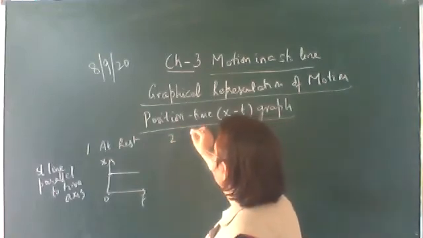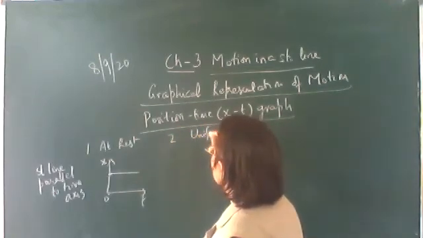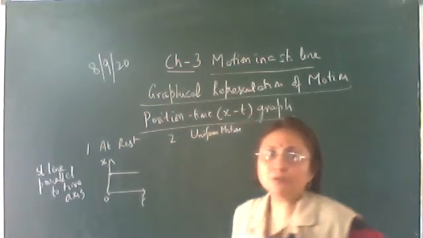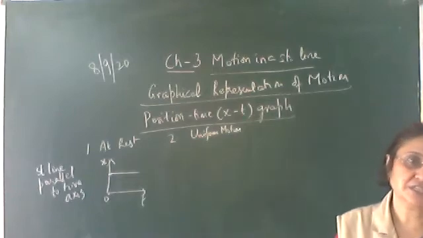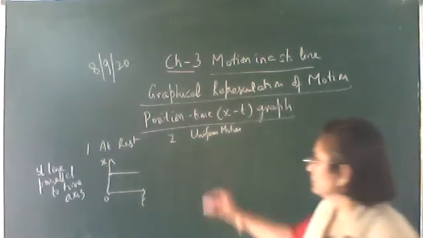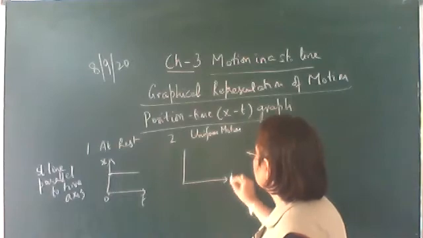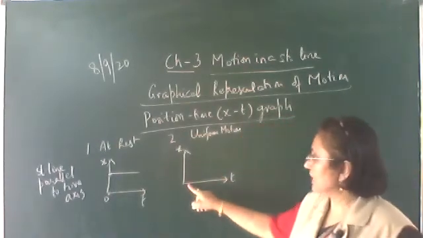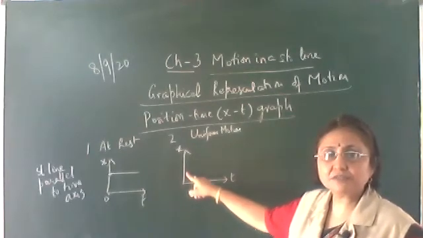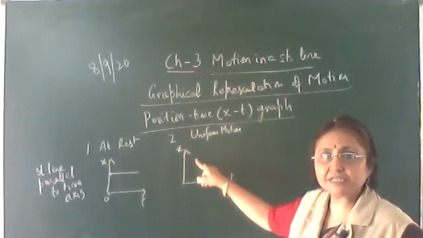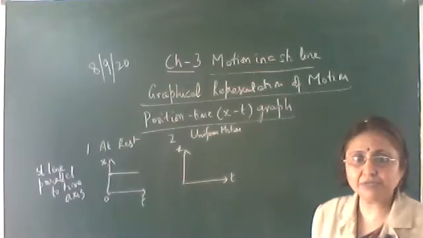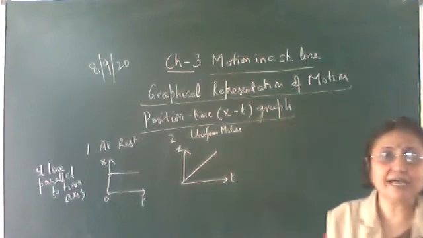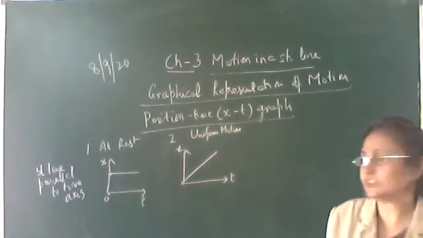Next, for uniform motion. Uniform motion means the object is covering equal distances in equal intervals of time. Let's draw the position time graph. Let it cover 10 meters after 10 seconds, 20 meters after 20 seconds, 30 meters after 30 seconds. So how will you get the shape of the graph? It will be a straight line having a constant slope.